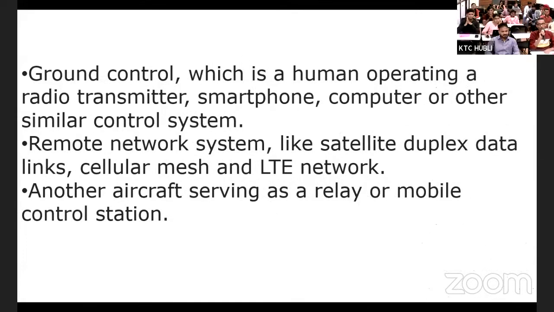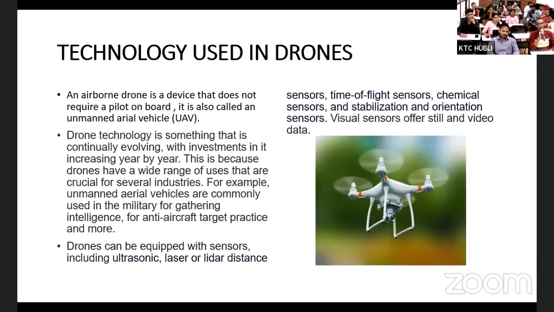Ground control, which is a human operating a radio transmitter, smartphone, computer, or other similar control system. Remote network systems like satellite, duplex data links, cellular mesh, and LTE networks. Another aircraft serving as a relay or mobile control station. Next slides are continued by our teammate Priyanka.